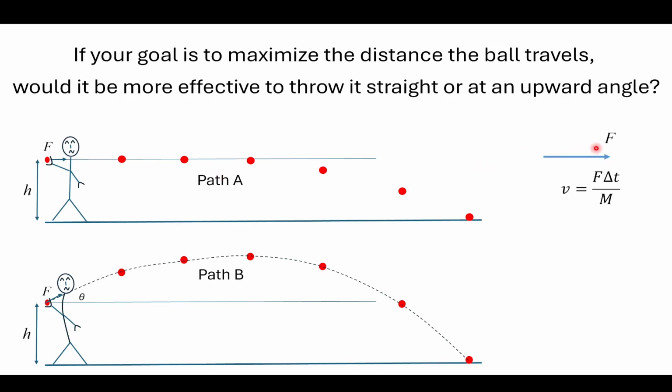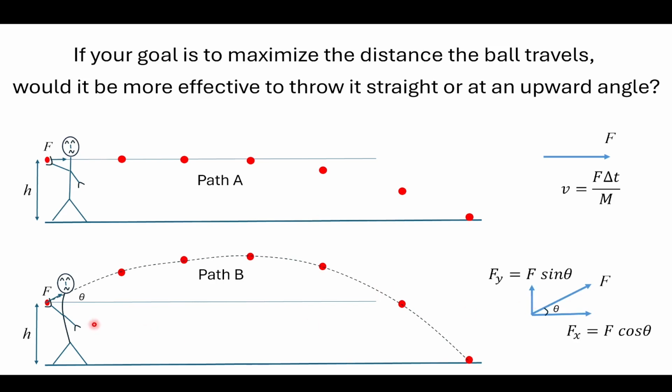The math supports this reasoning because velocity equals momentum divided by the mass of the ball or the rock. Now momentum is force multiplied by delta t. Delta t is the time it takes me to apply my force to the ball to push it. So it's the time until I let it go.